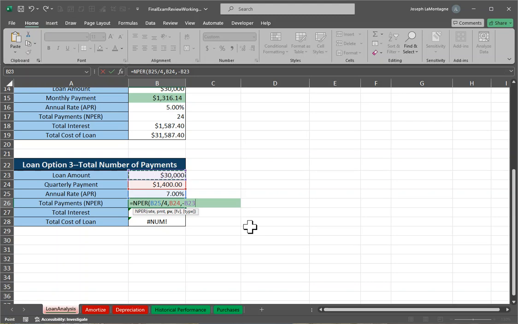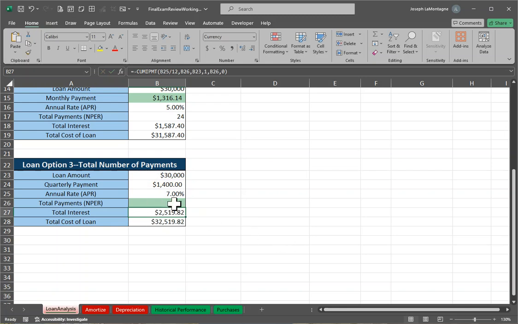Once we hit enter, we'll have 27 payments, and it actually does calculate the total interest, because this does require that we have this information plugged in. Now notice I've rounded the cell for B26, and if we just expand that, you'll notice that it's actually just a touch over 27. So in essence, you may almost want to round up to get the next month. So that is working with loan analysis.